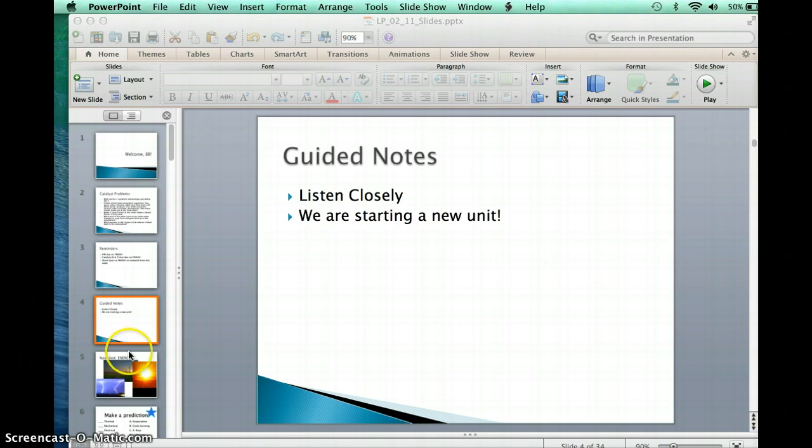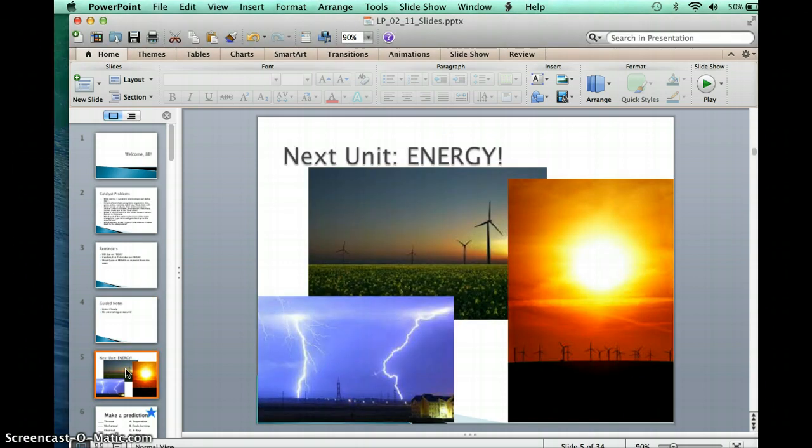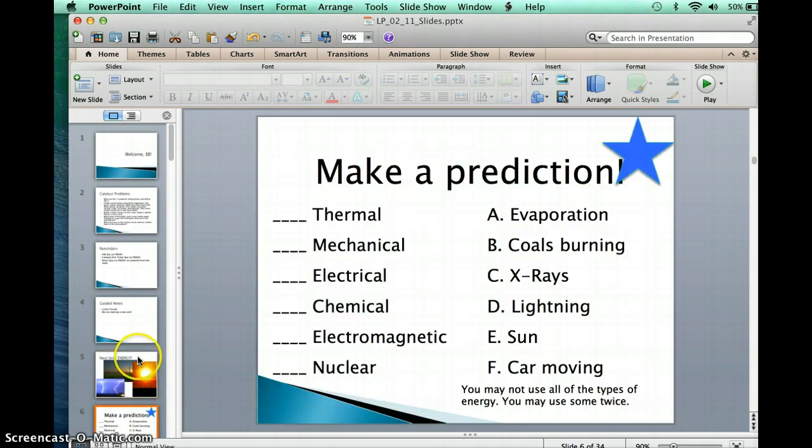Alright, so you're actually going to start on the back of your notes. You're going to look at the back of your notes, and at the bottom of the page on the back it says Anticipation Guide. We're going to just go through some different types of energy just to see if you're already familiar with these different types and to see if you can predict different examples of these types of energy. So already you can see some pictures here of different types of energy that we have around us. So hopefully you're looking at this on the back.